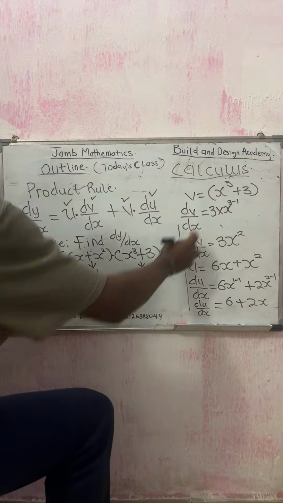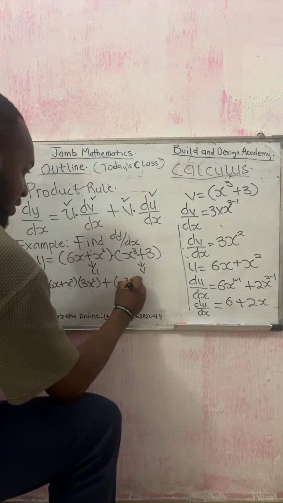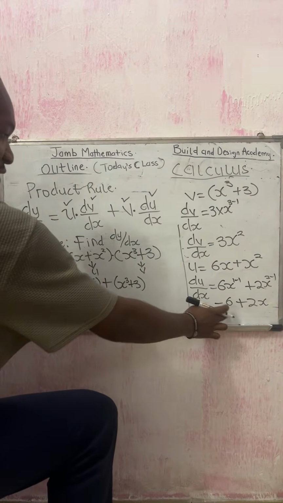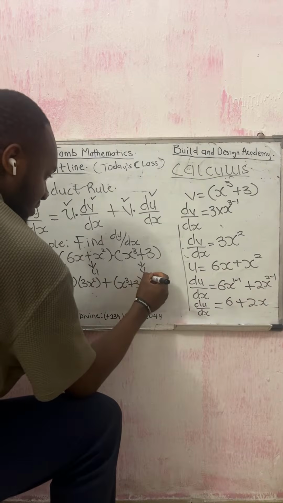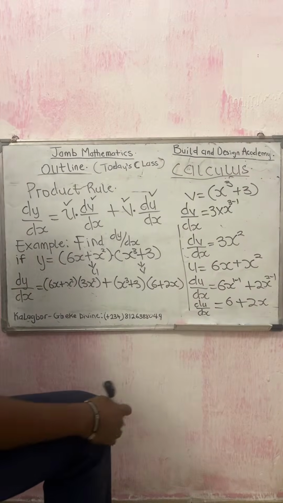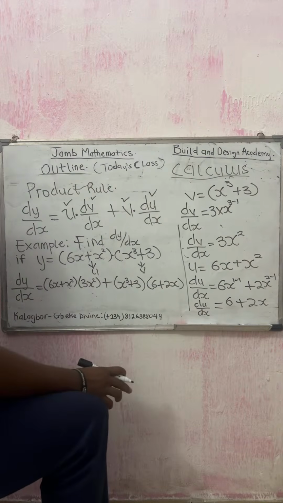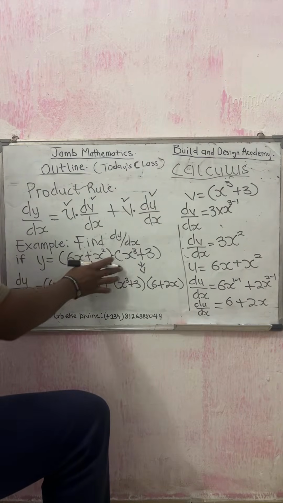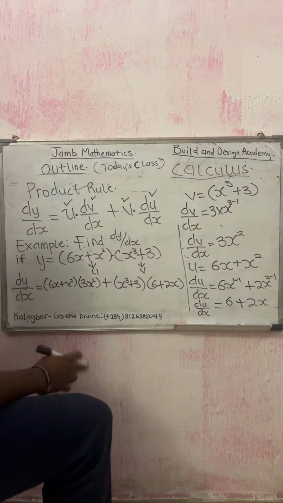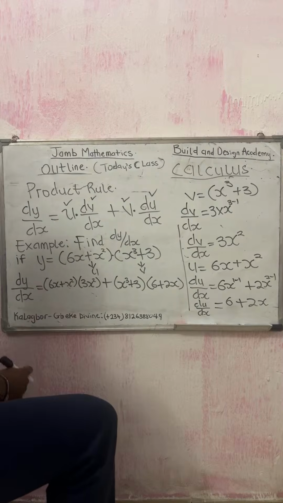v. Where is our v? This is our v, x cubed plus 3, into du over dx. Our du over dx is 6 plus 2x. So this is what we will have when we differentiate y with respect to x. Since there are two different expressions multiplying themselves, it is the product rule. So we'll use this formula and apply it to get this.